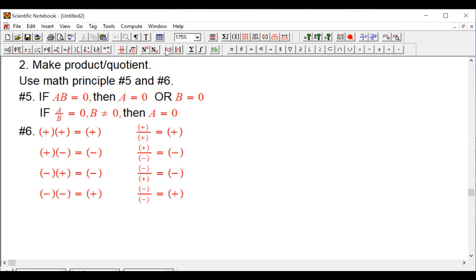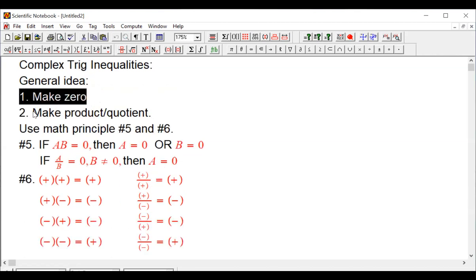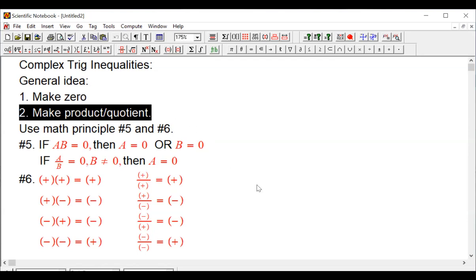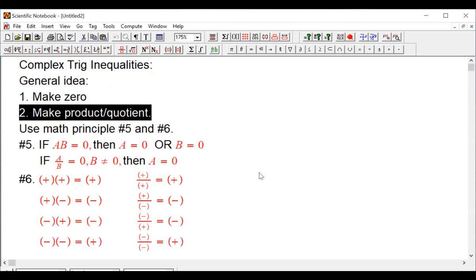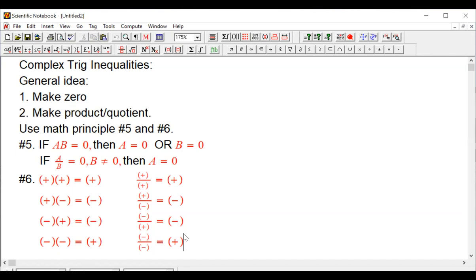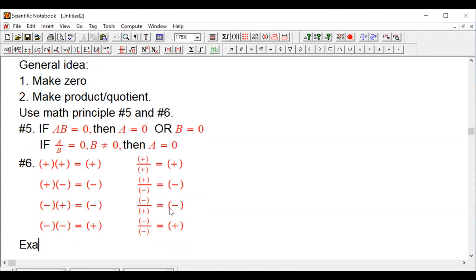So that is our strategy to solve inequalities: making zero, and making a product or quotient in general. But in solving trig inequalities, we have to take into consideration the domain and range of these specific functions. So let's look at some questions in our homework. Let's take example number 1.